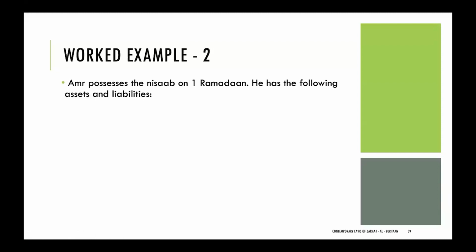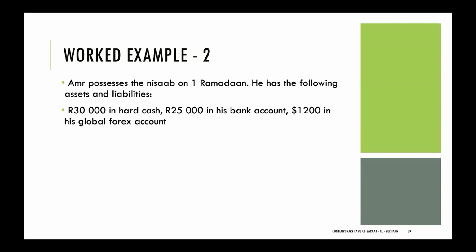We're talking about Amr, and Amr possesses the nisab. Let's assume that the nisab is 9,000 rands on the 1st of Ramadan. He has the following assets and liabilities: 30,000 rand in hard cash stored under his mattress, 25,000 rand in his bank account, and $1,200 in his global foreign exchange account. So that's foreign currency. He has one Kruger coin, two gold bangles, and he's weighed them at the jeweler, and they have 20 grams worth of gold.